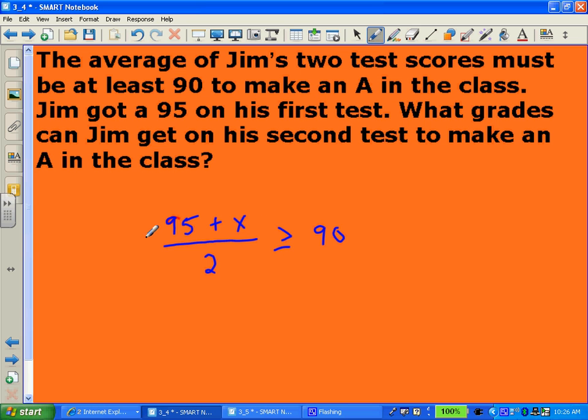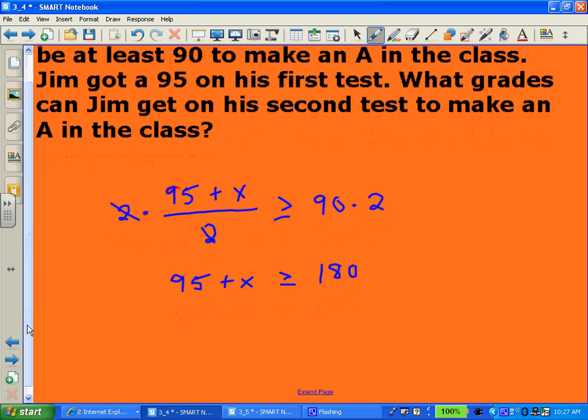So here x is being added by 95 and then divided by 2. So the first thing I'm going to do is multiply by 2 on both sides. It's going to cancel out over here. So we get 95 plus x greater than or equal to 180.